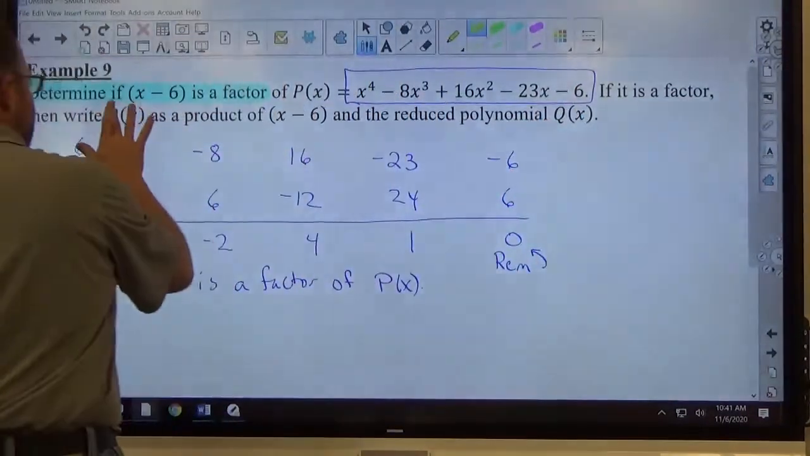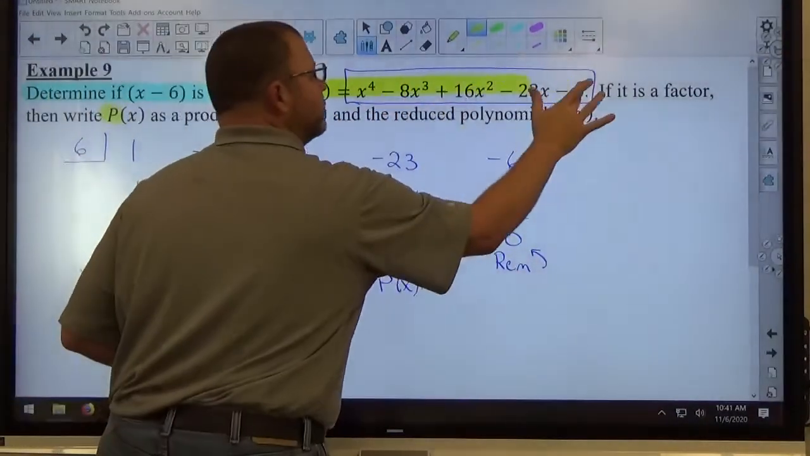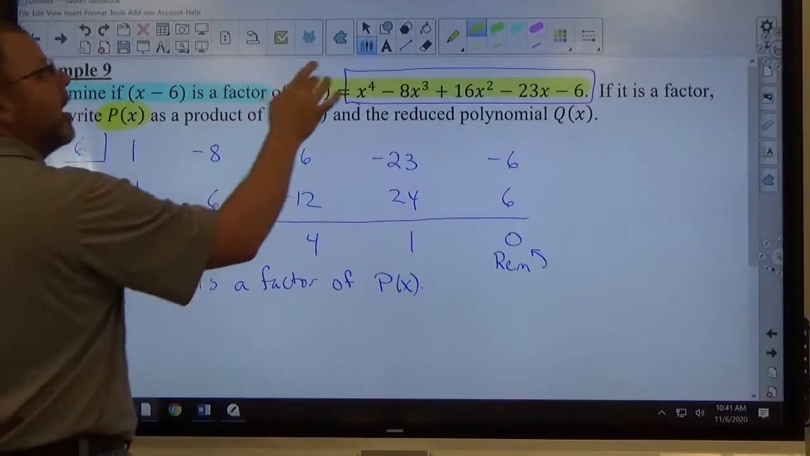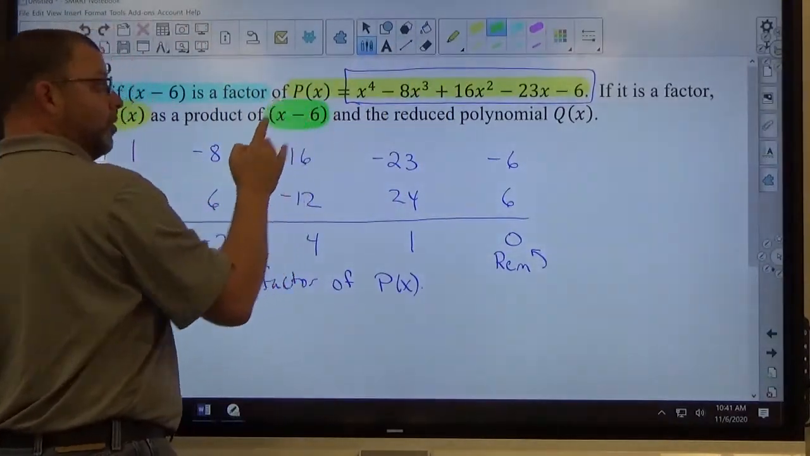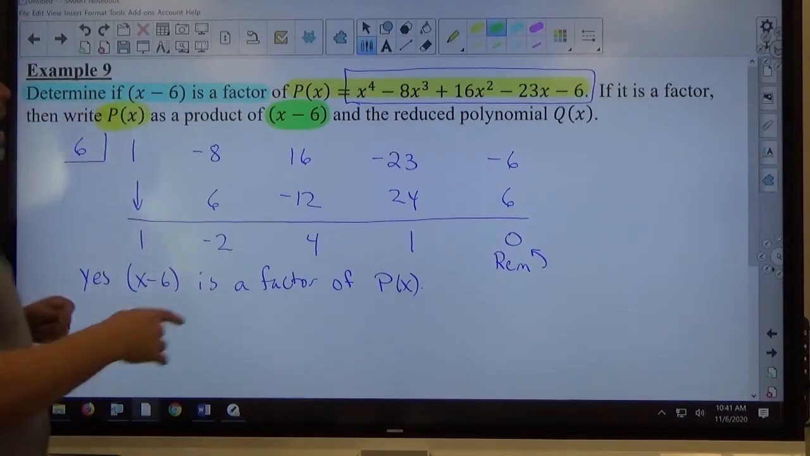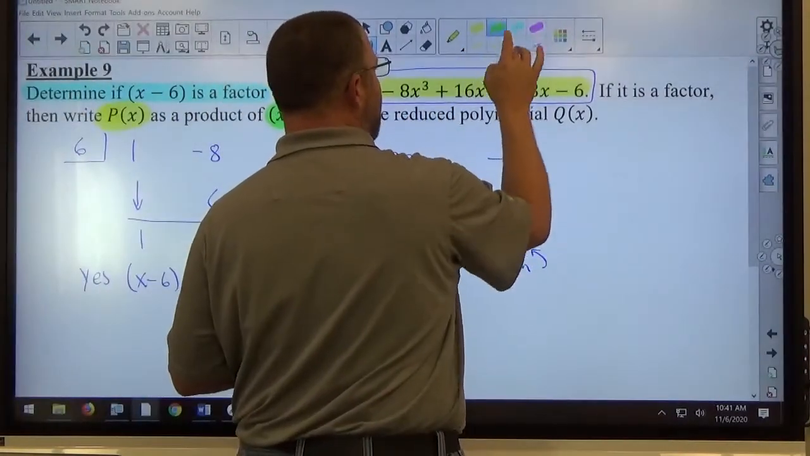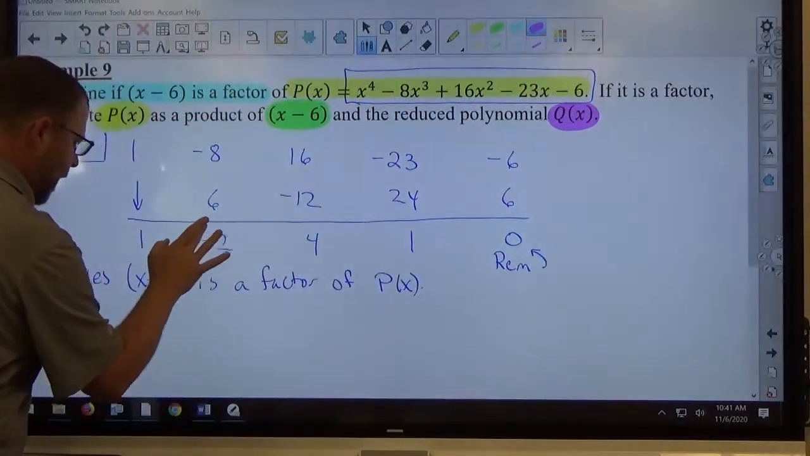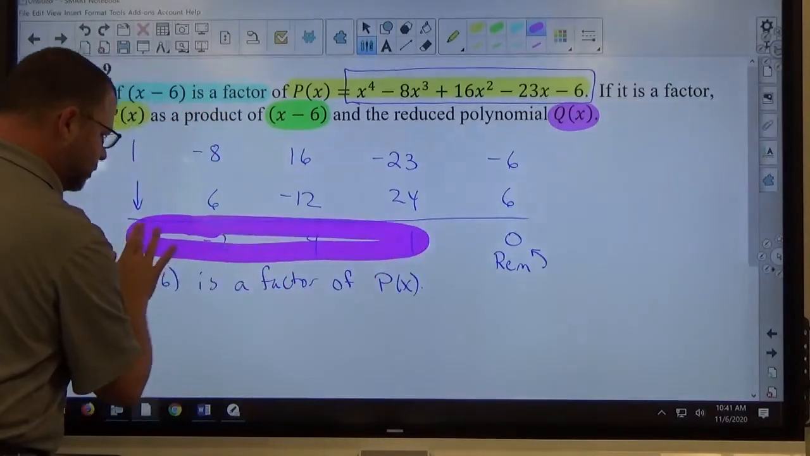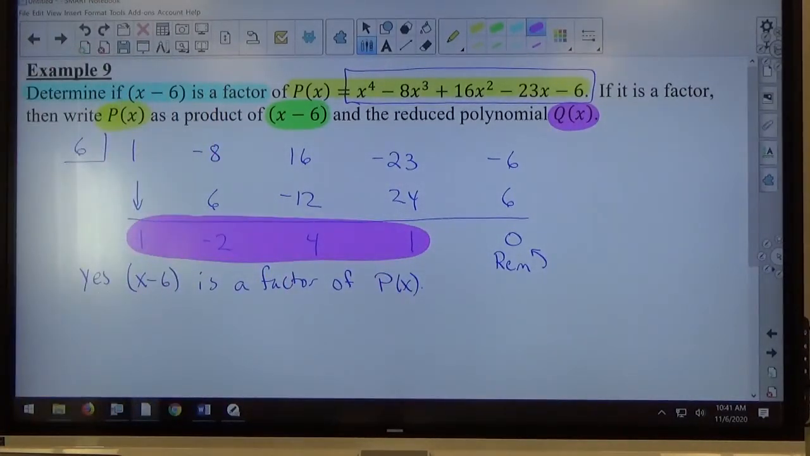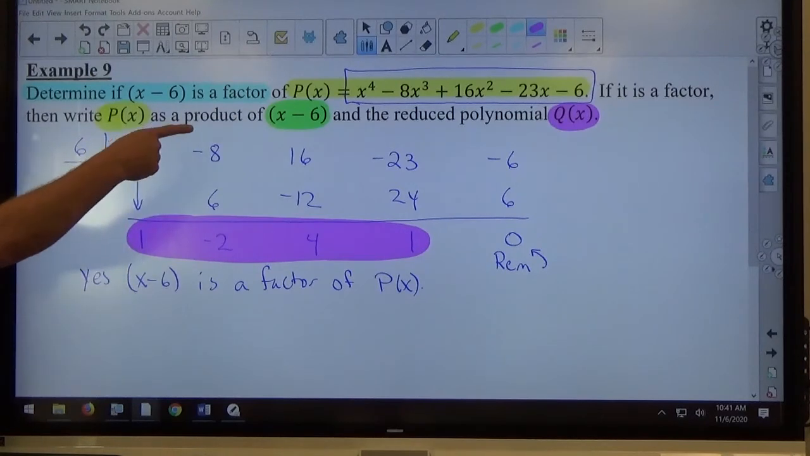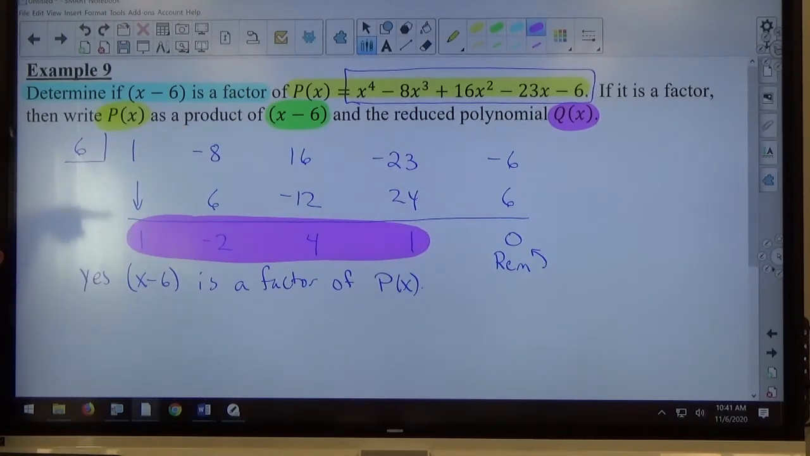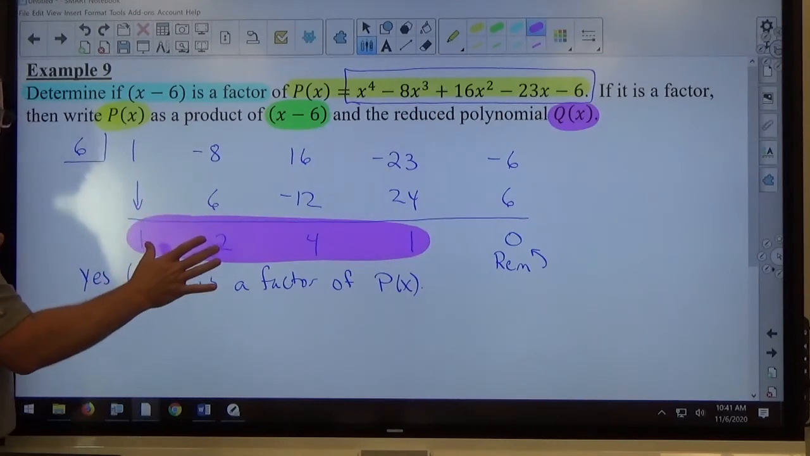If it is a factor, write p of x. P of x is this guy right here, right? Write p of x as a product of x minus 6, which is what we divided by, and the reduced polynomial, q of x. The reduced polynomial is our answer. It's our quotient. Can we all see the 1, negative 2, 4, and 1 in there? I wish I had a different highlight color than that purple, but oh well. It's called q of x because it's a quotient. Q for quotient, right? So the reduced polynomial is the answer to the division.